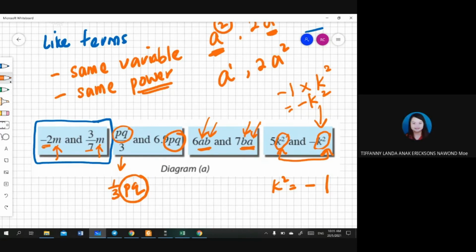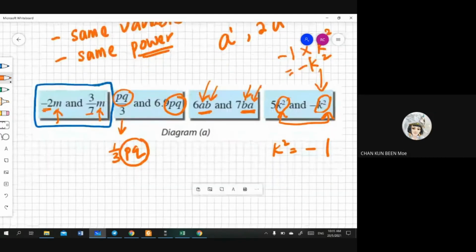Okay, let me ask somebody over here. Jennifer, can you give me a like term? You can create your own. Jennifer, are you there? Okay, I give you one clue. Can you give me a like term for X, Y, Z?